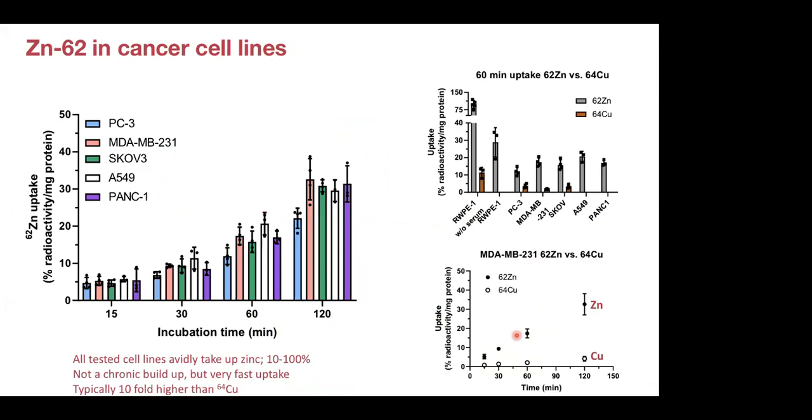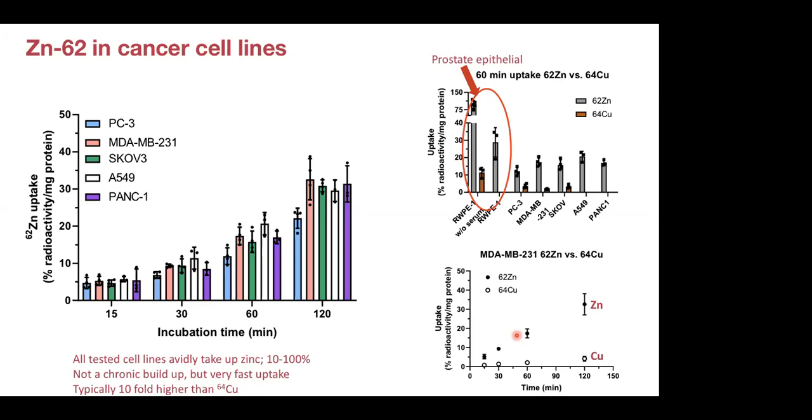Emboldened by the conclusion that zinc 62 is a good marker for zinc distribution, we looked at zinc 62 uptake in vitro in a range of cancer cell lines. Again, this is work by George Firth. And in all of the cell lines, 5 of them that he looked at, and a 6th was a prostate epithelial cell line, which has extremely high zinc uptake.